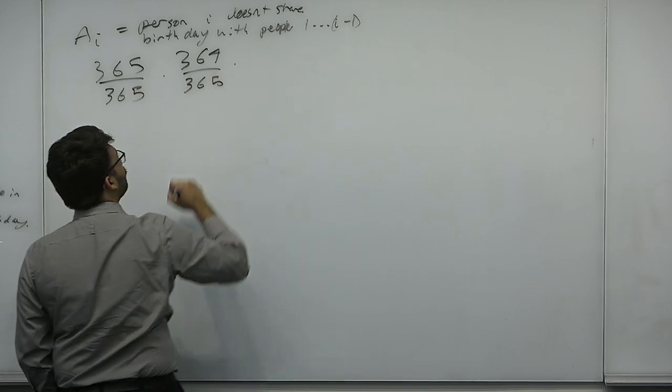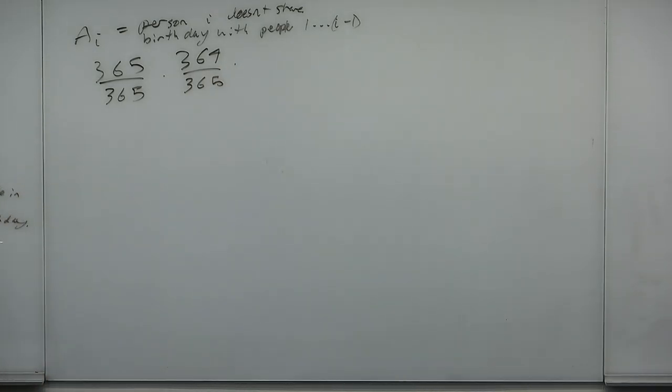What is the probability the third guy walks in and shares a birthday with either of the two people? Excuse me, sorry. Does not share a birthday with either of the two people, given that they don't share a birthday with each other. 363 over 365. Yeah.